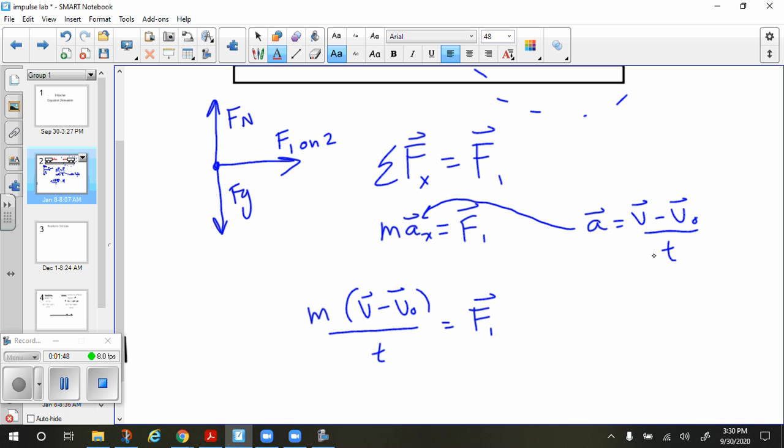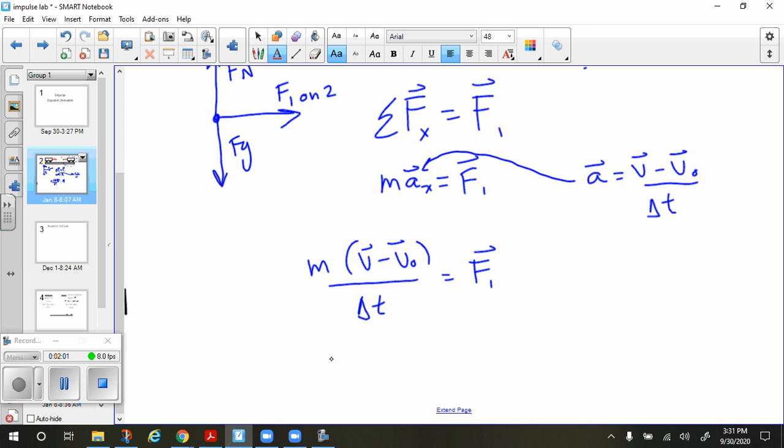I'm also going to put a delta t here. We've been using t and delta t interchangeably in kinematics. Delta t is usually used in this situation, so we're going to use delta t. I'm going to multiply each side by delta t, so we have mass times, and I'm going to distribute my mass, so mass times v minus mass times v initial, and that is equal to my force applied times my change in time.